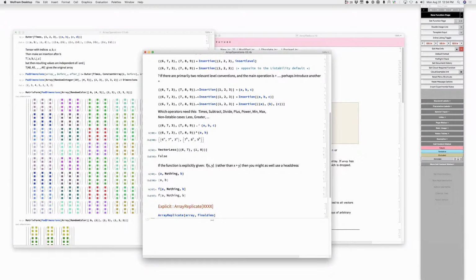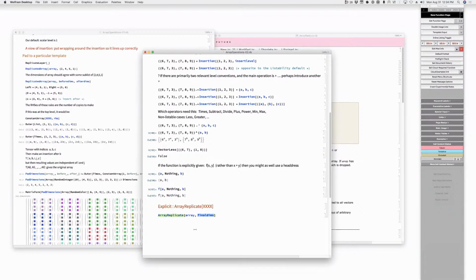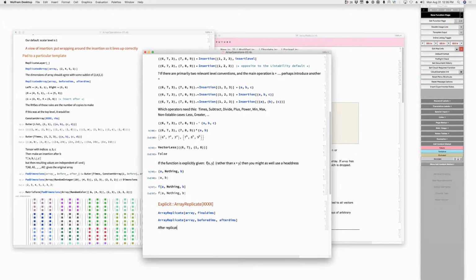Okay, so let's see what the syntax here would be, before dims and after dims, right? So that would be that form. And then there's the before dims, after dims. Okay, and that's the thing that once it's been done this way, after replication, pure listability should work. Is that a true statement?